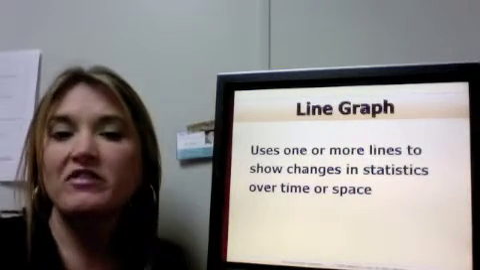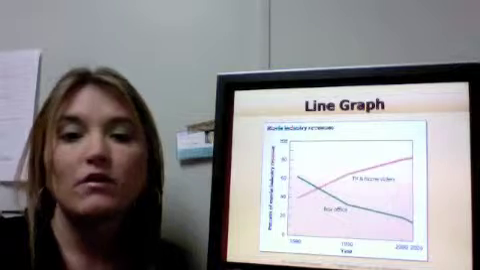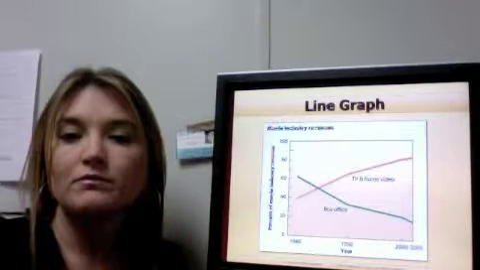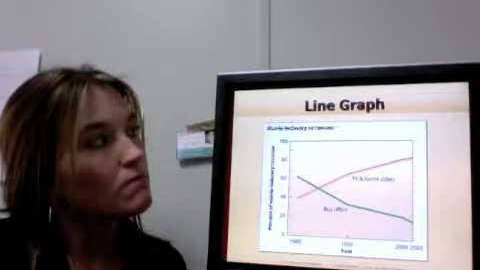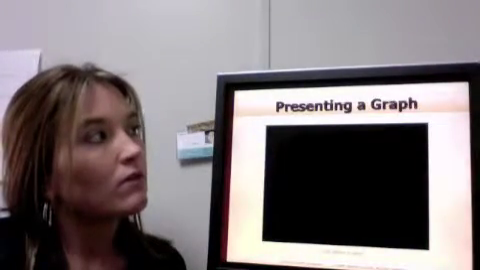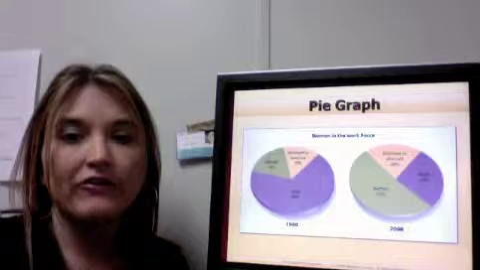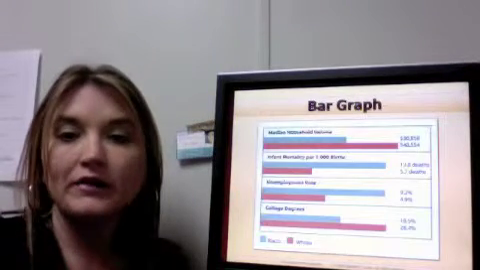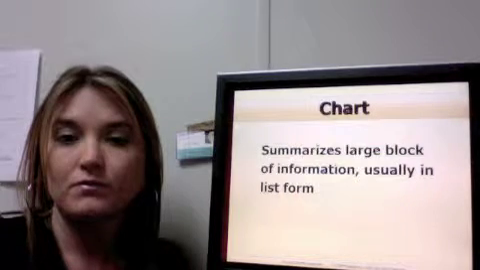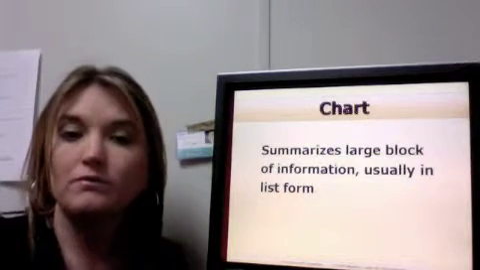Different kinds of graphs. A line graph. There's an example of one. A pie graph. Bar graph. A chart.